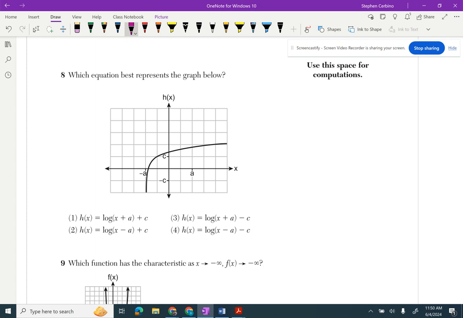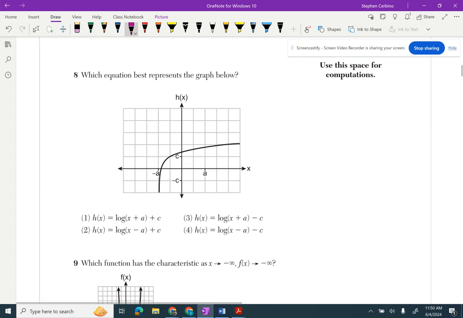So if you know what the original function looks like, the original function is going to have an x-intercept at 1, 0. It's going to have a vertical asymptote line at the y-axis, and it's going to come up and look something like this. We're trying to determine, how did we move this point to here? Well, I moved it to the left 2, up 1. Or I moved it to the left by a certain amount and up by a certain amount. In this case, it's A and C.